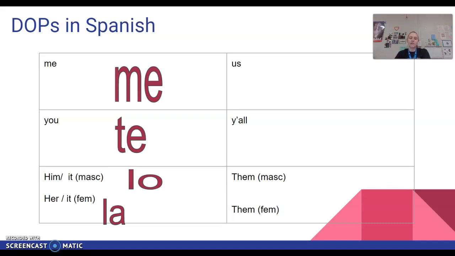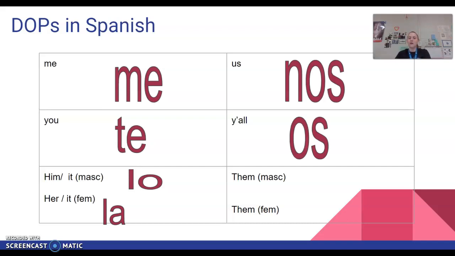La is the direct object pronoun used if it is a feminine singular thing, or a singular female, a woman. Okay. Nos is us. Vosotros, if I am helping y'all, I would use os. For them, if it is a mixed group of people, I would use los.